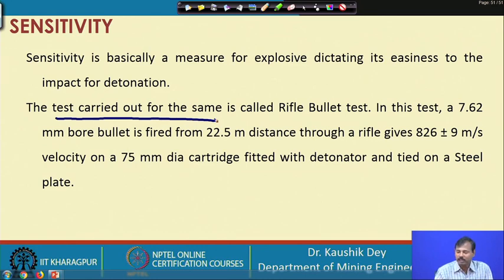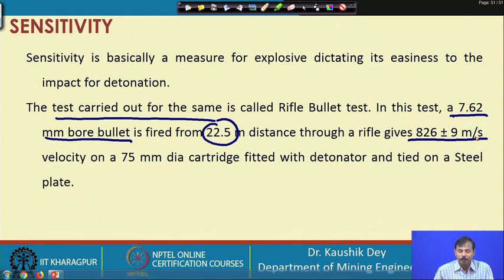In this test, a 7.62 bore bullet is fired from a 22.5 meter distance from a rifle, which gives the bullet a velocity of 826 plus minus 9 meter per second. So, the rifle is fixed, the bore of the bullet is fixed, that means the mass etcetera of the bullet is fixed, and the distance is also fixed.